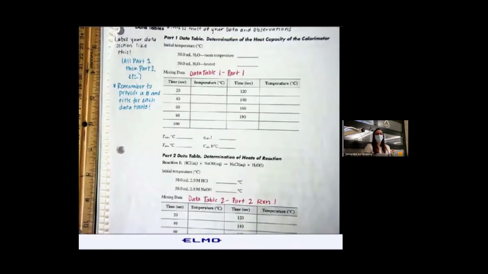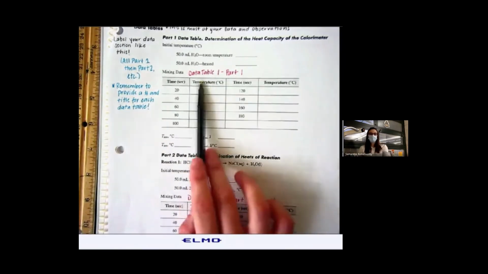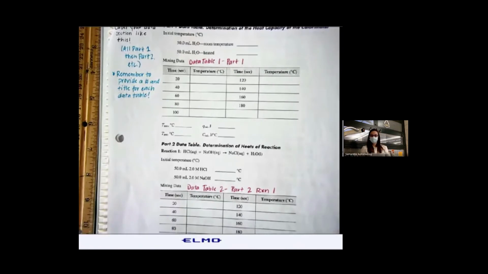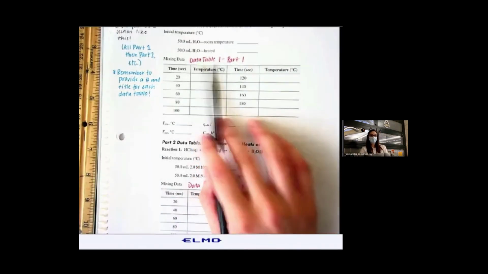You'll be fine. The biggest thing with this lab, if you look at the data and observations section, which starts on page 5, I tried to include lots of information, kind of like off to the side. You'll notice here what I did is I started labeling the data tables. This has 1, 2, 3, 4 data tables in it. Every data table needs a number and a title. So like this, data table 1, part 1. Down here, data table 2, part 2, reaction 1. Your next one would be data table 3, part 2, reaction 2.